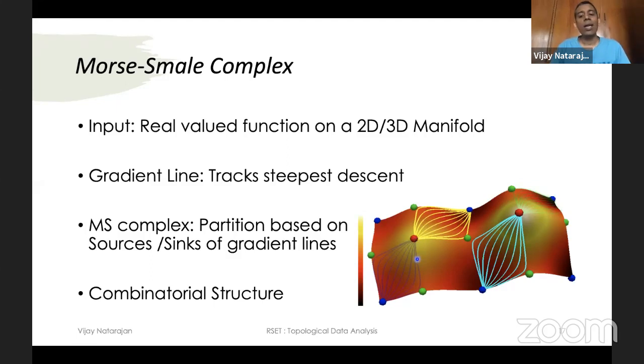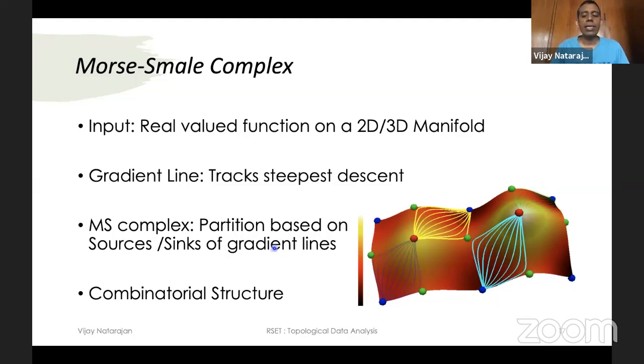Then you have the one-dimensional cells. They fall on the boundary of these two-dimensional cells. So if the source is the maximum and the destination is a saddle, then you have exactly one gradient line that goes between the two. So this happens to be on the boundary of this two-dimensional cell, right? So you have the two-dimensional cells, the one-dimensional cells. The zero-dimensional cells are trivial. They are all the critical points, right?